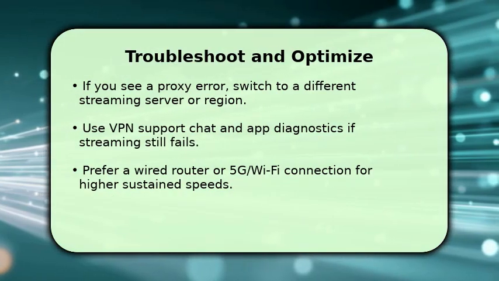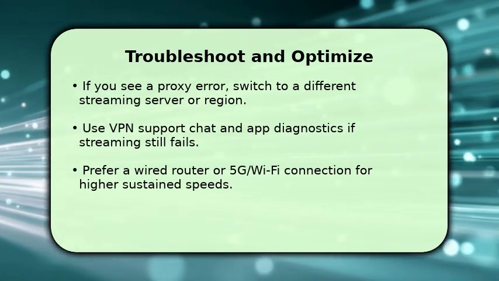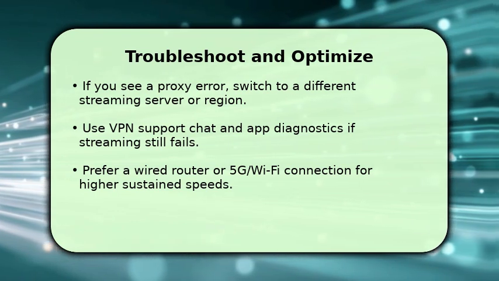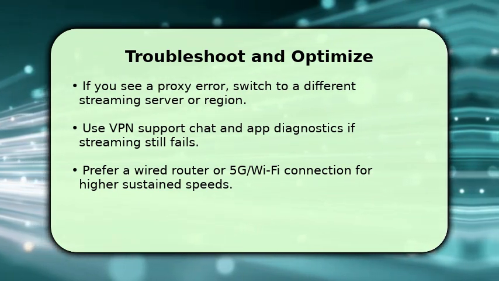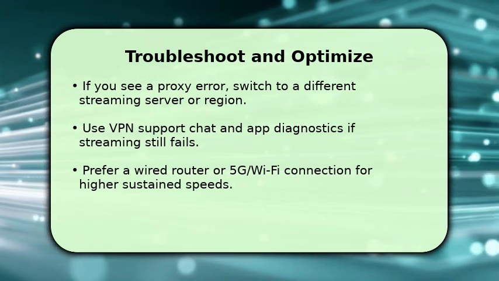If Netflix shows a proxy error, disconnect and try a different streaming server or region. Turn obfuscation on or off to test which setting bypasses blocks more effectively. Update both the VPN app and the Netflix app from Google Play before further testing.